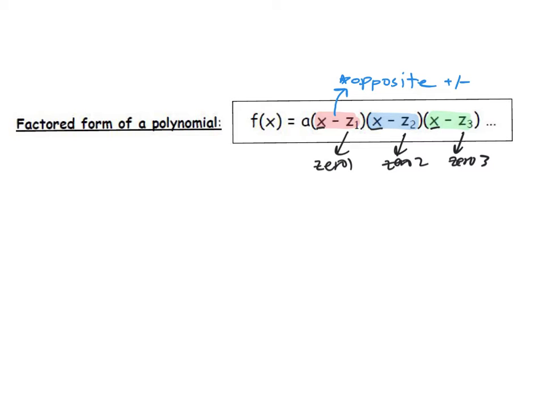And the last thing about factored form is this letter A out front. That's the A value. The A value actually tells us a little bit about the end behavior. It tells us about the behavior of the graph in general. We're not going to talk too much about it, but we are going to determine what the A value is of certain graphs today. So that A value is very important.